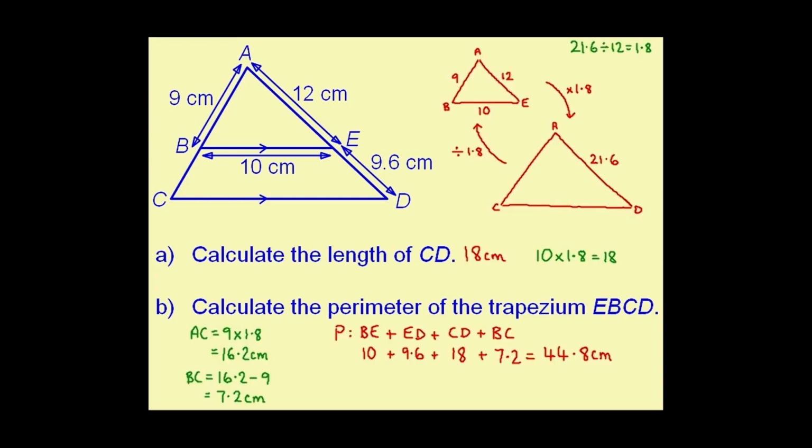Here are the answers. For the second part, we were given this length, that's 10, and this length, which is 9.6. We'd worked out this in the first part, that's 18, so we needed to work out BC. The working out for that is here, and BC is 7.2. To get the perimeter of the trapezium, we add all those together and get 44.8 centimetres.